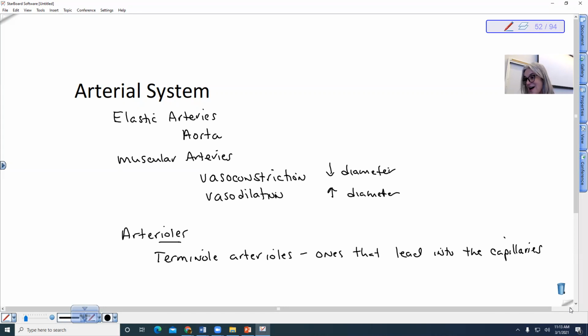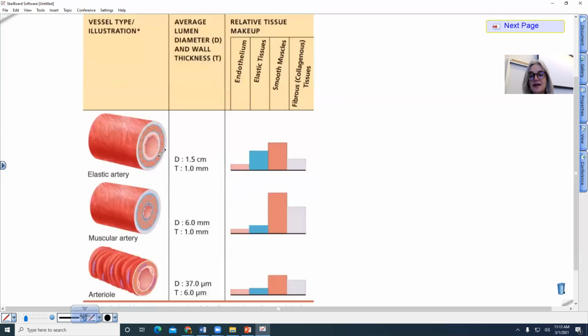So let's look at an image of this. There is a diagram that shows the size, right? And it also interestingly shows the relative makeup of the walls. So remember that we talked about the endothelium being primarily composed of that simple squamous epithelial tissue, the elastic tissues that allow for expansion and recoil, smooth muscle that allows for contraction, right? And then the collagen fibers.